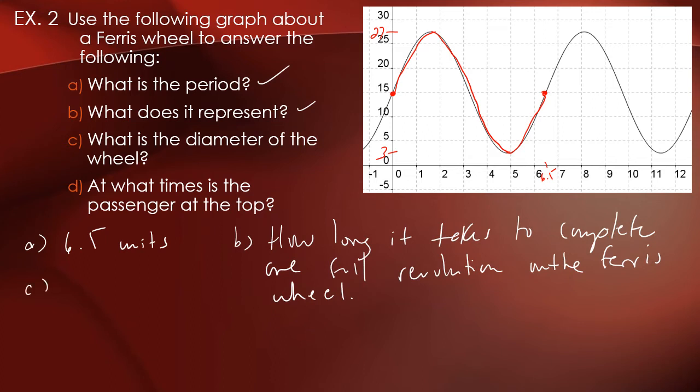What is the diameter of the wheel? Well, let's draw a little picture. Maybe that will help us, or a little visual. There's our Ferris wheel. There's the ground. The highest it gets is 27 off the ground. The lowest it gets is 3. Diameter is distance all the way across the circle. Well, what's that distance from 3 to 27? Hopefully you're thinking 24. We'll say meters.